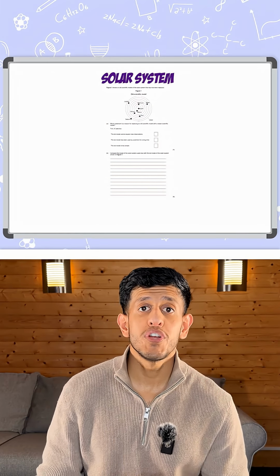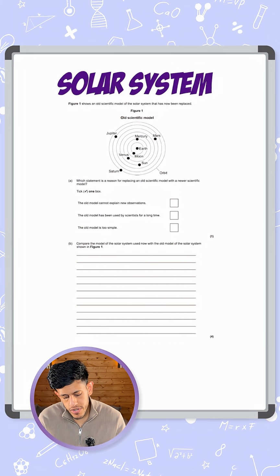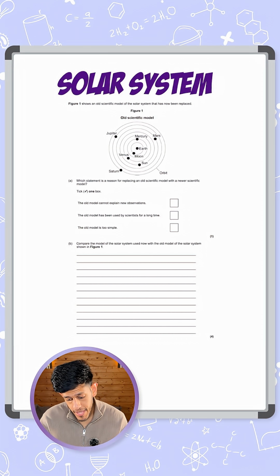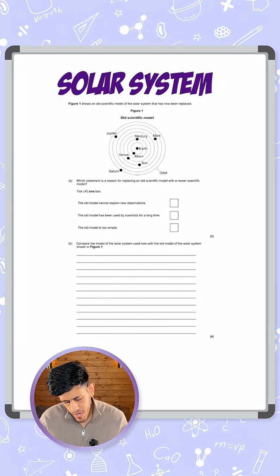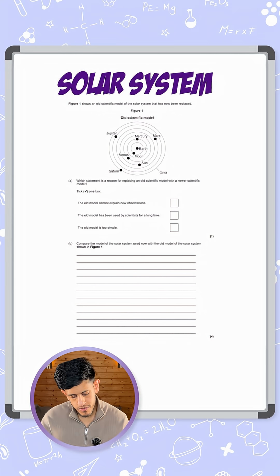So how well do you know our solar system? Let's take a look at this question and find out. Figure 1 shows an old scientific model of the solar system that has now been replaced. It's asking which statement is a reason for replacing the old scientific model with a newer one. So which one is correct?